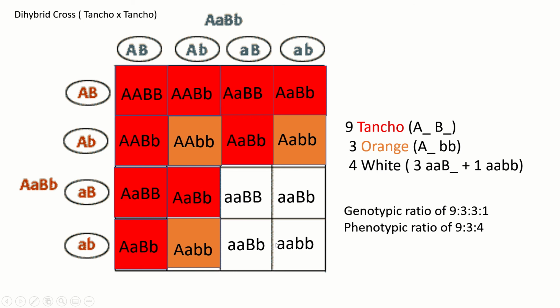To show this, we perform some crosses. The first one is a dihybrid cross between two Tancho variants. Our genotypic ratio was 9 to 3 to 3 to 1, which is consistent with that chart on a previous slide. However, our phenotypic ratio was 9 to 3 to 4.